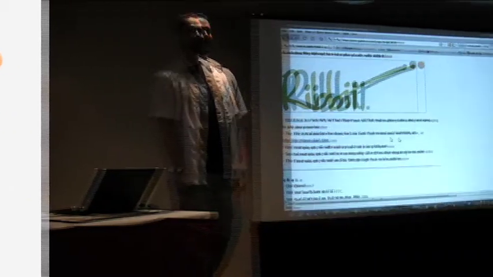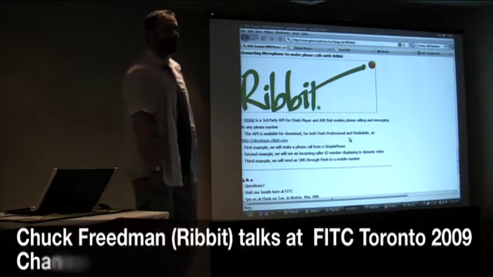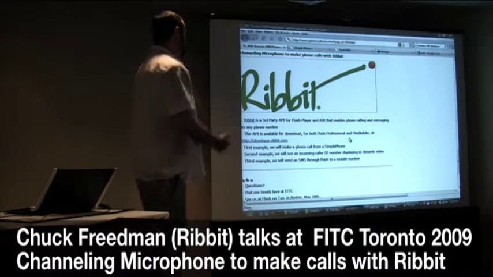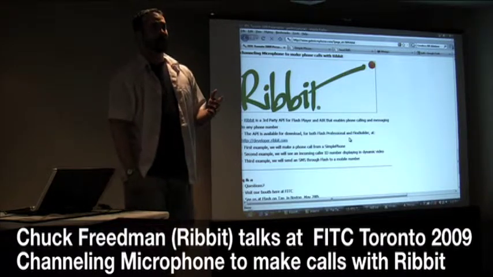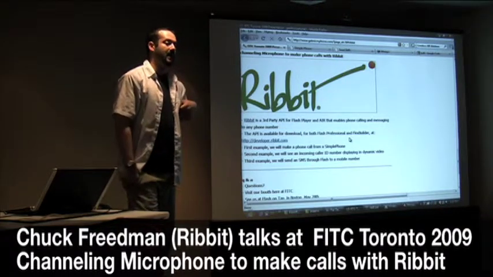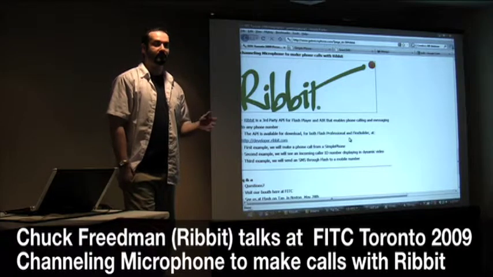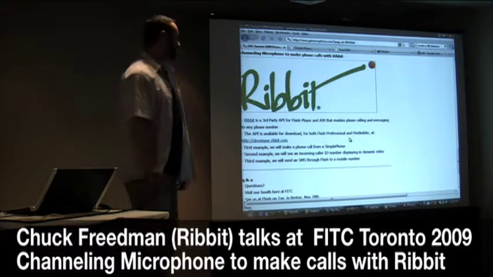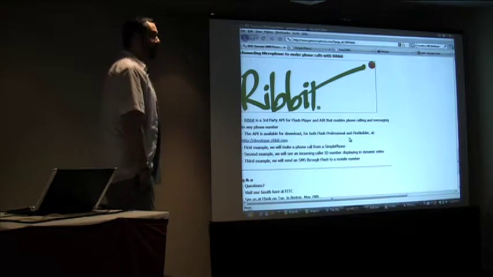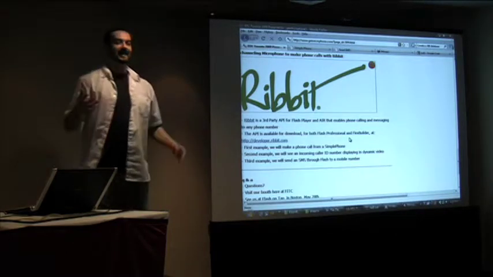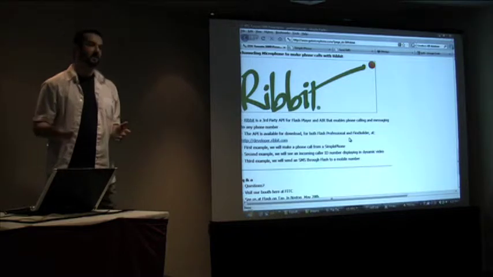So Ribbit, as I said, is a third-party API for Flash Player and Air, and enables phone calls and messaging to any phone number. So last year we were here, and my whole session was about Ribbit. And like I said, I wanted to try something a little different this year and have a little bit more fun and do some interactive stuff as well. Although you can't really get much more interactive than Ribbit, because you're talking about a service that connects people in the most intimate way, which is voice.